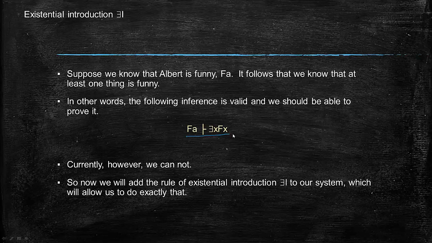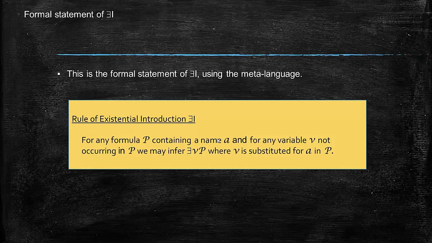We need a rule that allows us to attach an existential quantifier, just like we have a rule that allows us to attach the universal quantifier. So here's a formal statement of the rule. For any formula P containing a name, a, and for any variable v not occurring in P, we may infer there exists a v, P, where v is substituted for a in P. Now, what does that actually tell us? Well, just look at some examples.